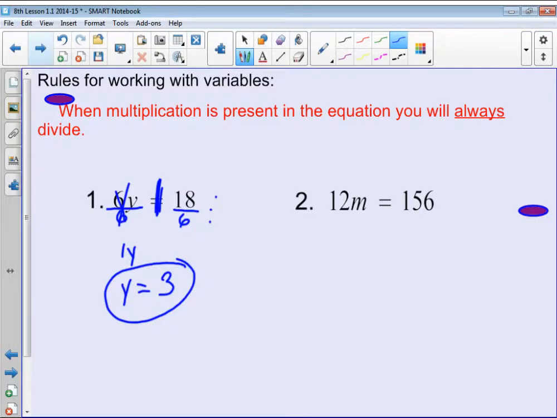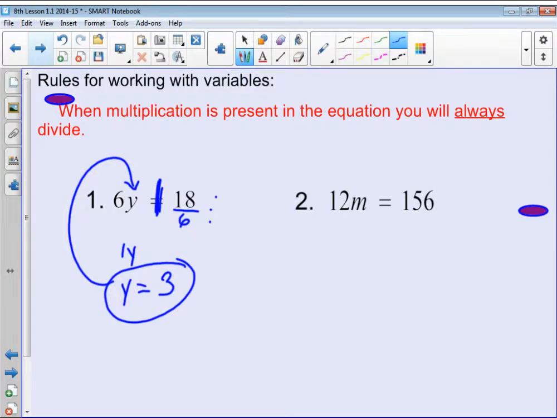If I want to check myself, I can go ahead and substitute in this 3 where y is. Now remember, that's not 63, it's 6 times 3, and 6 times 3 does give me 18, so that's the correct answer.